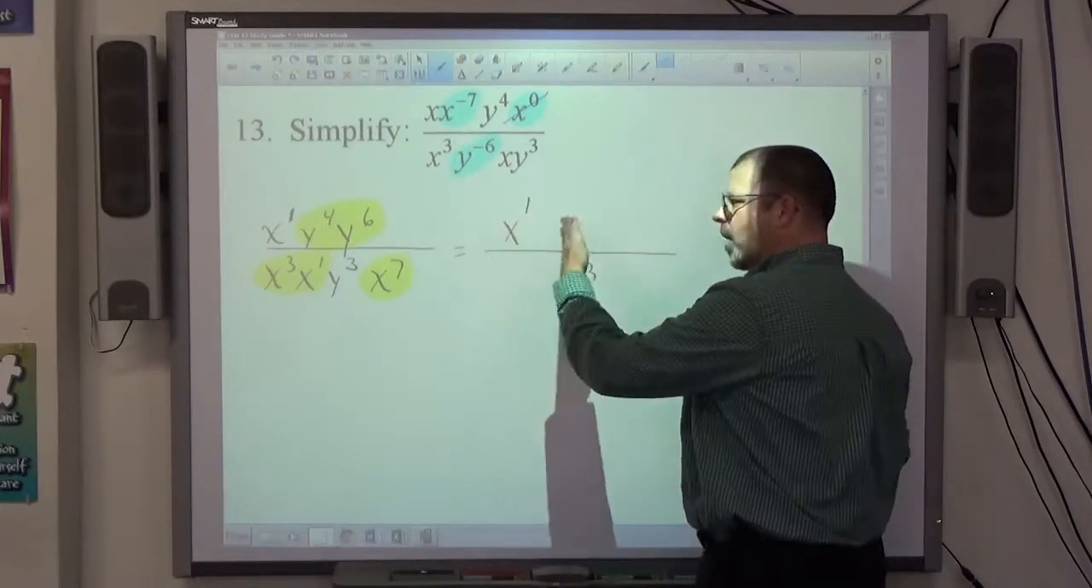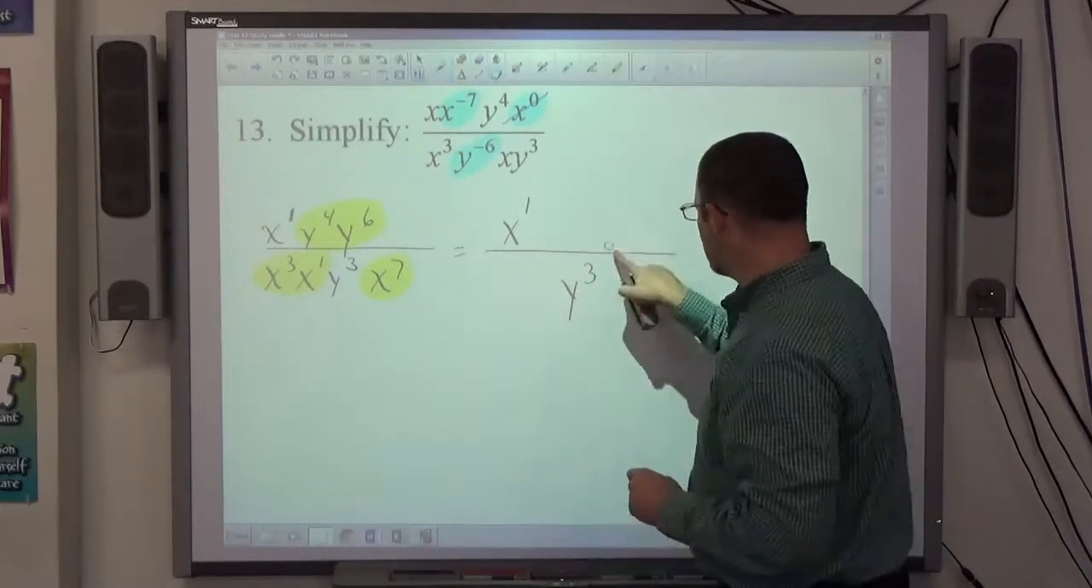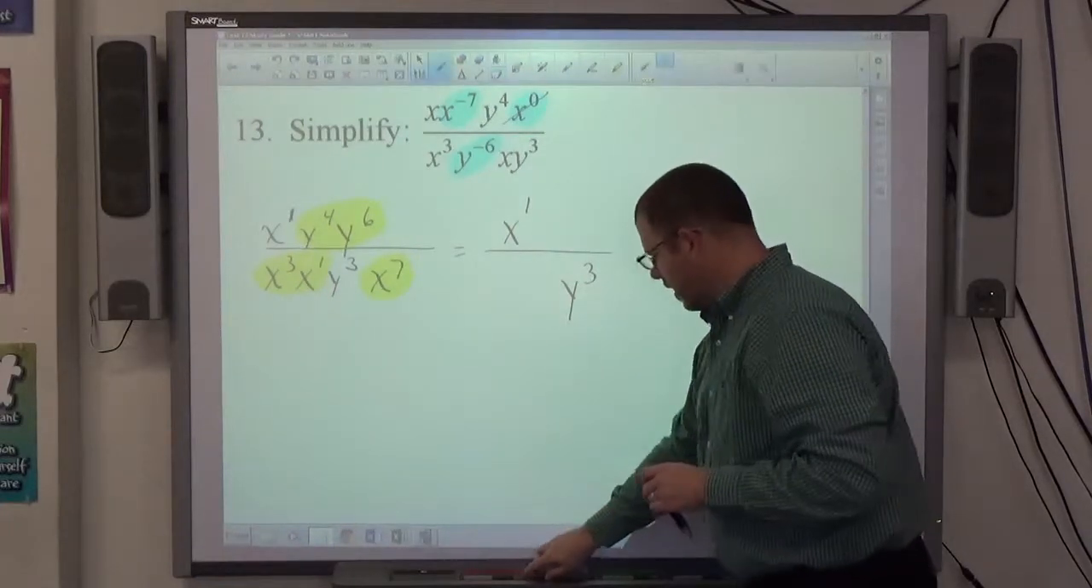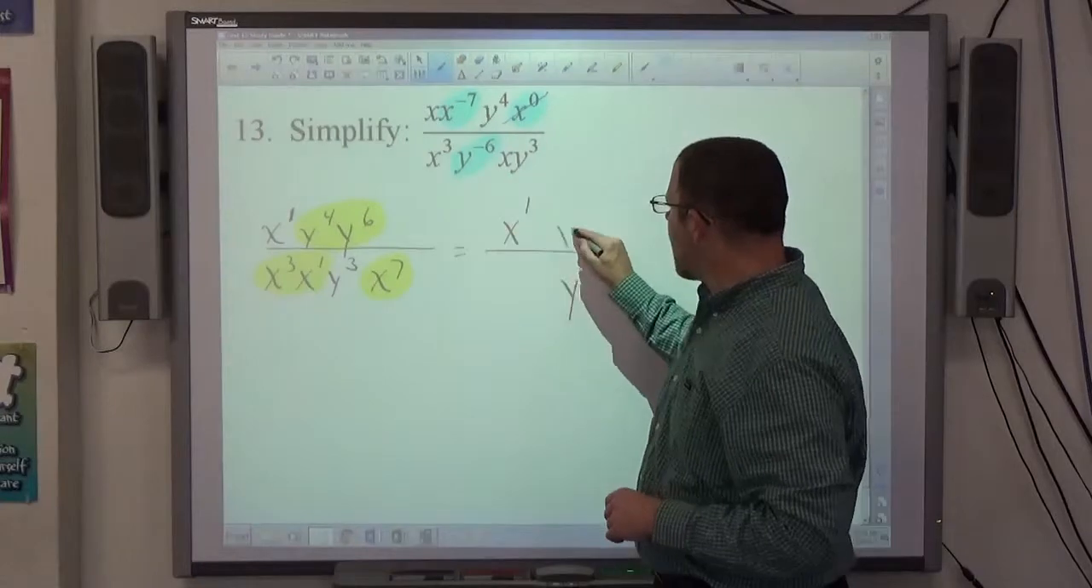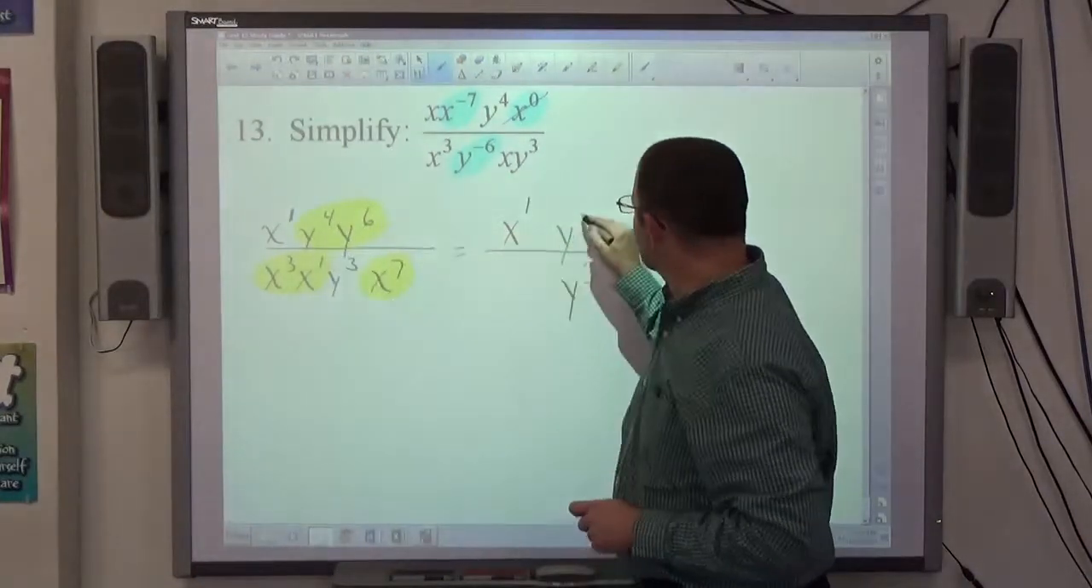I'm going to get an xy order on top and bottom, so I'm just going to go ahead and put the y cubed over here a little bit. As far as the stuff I have highlighted, for y on top, I'm going to add the powers. 4 plus 6 is 10.